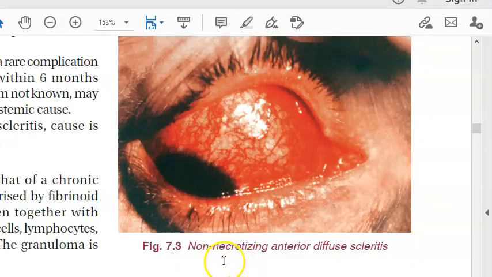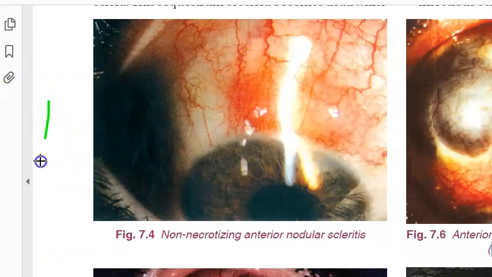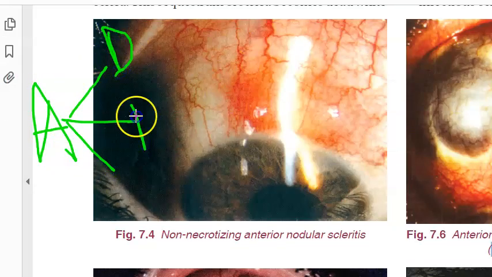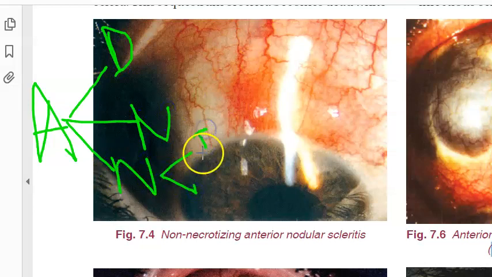So what are the types of scleritis? You have the diffuse, nodular, etc. So in the anterior one, this is the diffuse. Basically, you have three things in the anterior variety: diffuse, nodular, necrotizing. In necrotizing you have with inflammation and without inflammation.